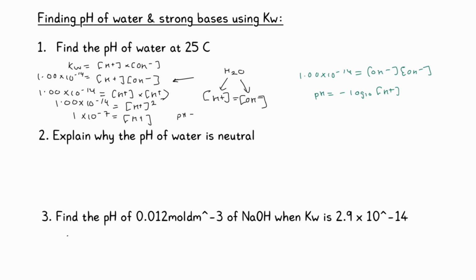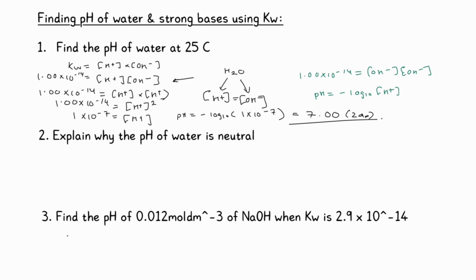As we mentioned before, we can use this to find our pH. So minus log 10 of 1 times 10 to the minus 7, and that will give me a pH of 7. Now, one thing you want to make sure you don't do is just write 7. You have to put 7.00, as we mentioned last lesson, because pH should always be to 2 decimal places.